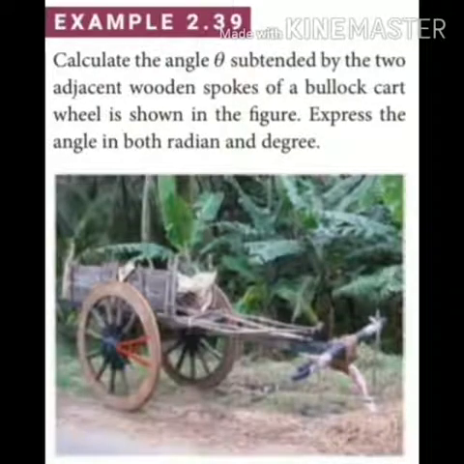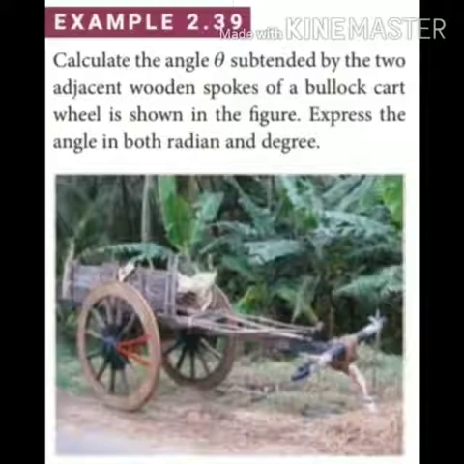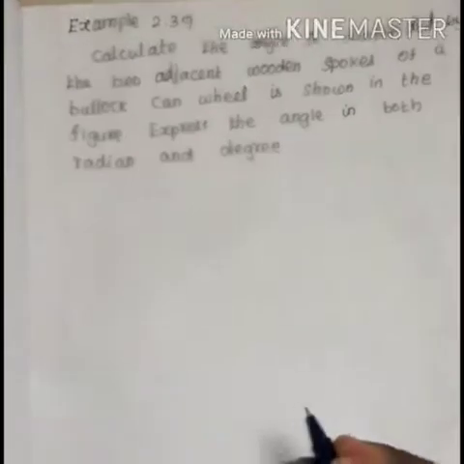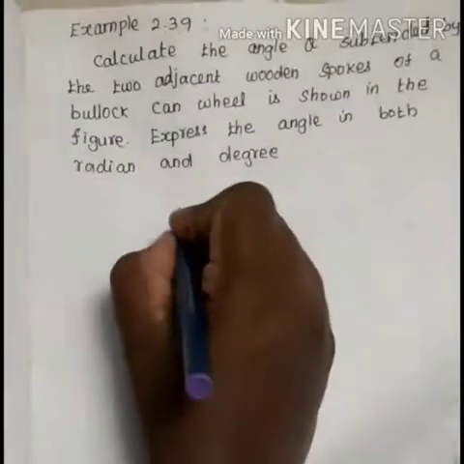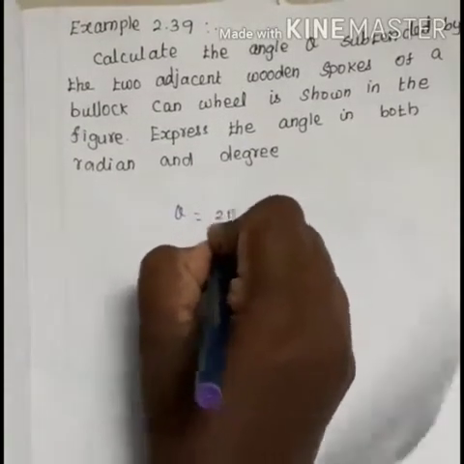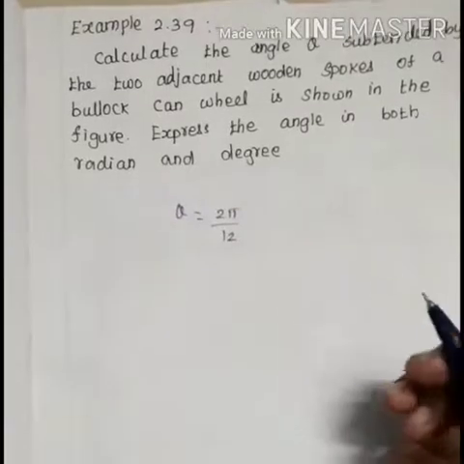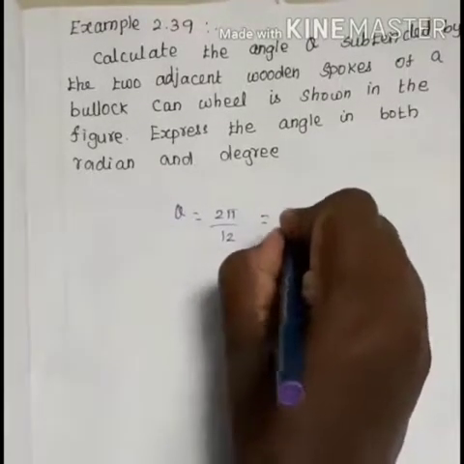Calculate the angle theta subtended by two adjacent wooden spokes of a pulley cart wheel shown in the figure. Express the angle in both radian and degree. The full wheel subtends 2 pi radian at the center of the wheel. The wheel is divided into 12 parts, that is arcs. So, one part subtends an angle theta equal to 2 pi by 12, which is equal to pi by 6 radian at the center.